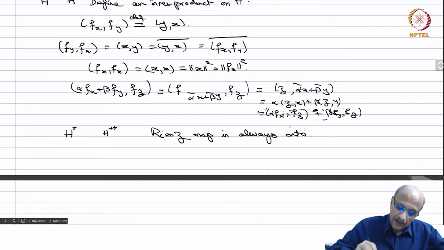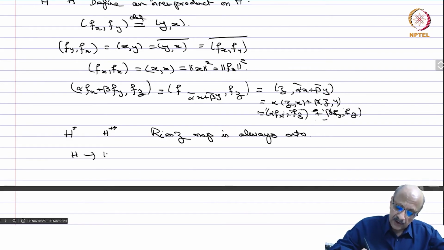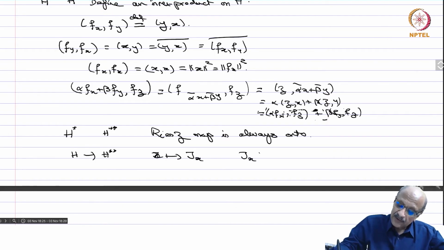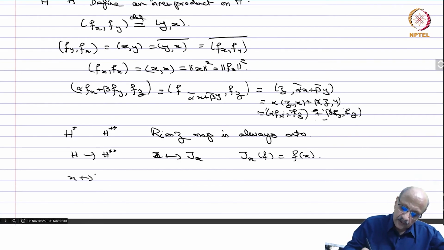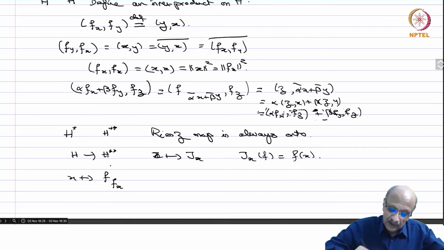So now we have two maps going from H to H double star. One is the canonical map x going to Jx. What is Jx? Jx acting on any f is nothing but f of x. This is the evaluation map. So this is one map. The other map from H to H double star is x going to F of Fx. F of Fx is a Riesz map from H star to H double star. So we have two such maps. We want to show that these are one and the same.